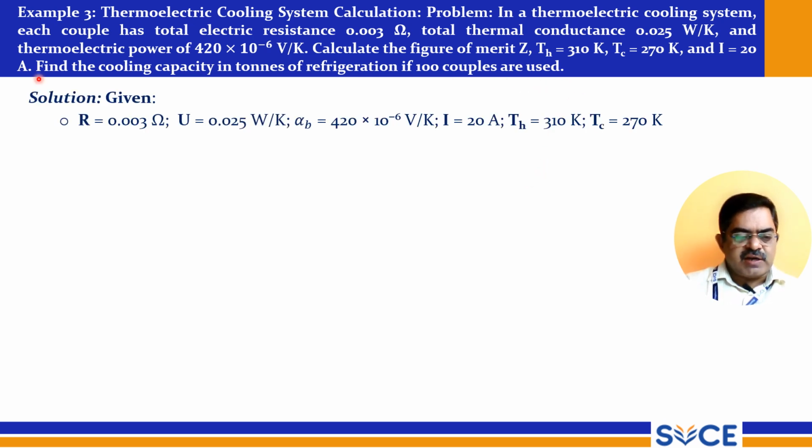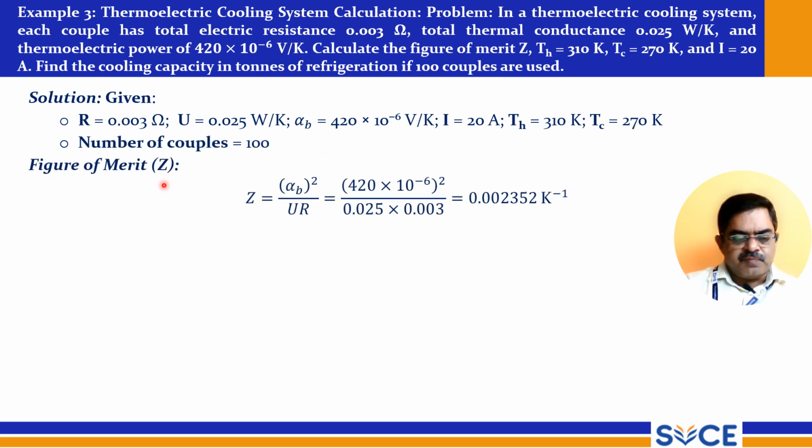So this is the given data: R equal to 0.003 ohms, U equal to 0.025 watt per Kelvin, alpha B equal to 420 into 10 to the power of minus 6 volt per Kelvin, I equal to 20 ampere, TH equal to 310 Kelvin, TC equal to 270 Kelvin, and the number of couples is 100. The figure of merit can be calculated using alpha B square divided by UR, and by substituting this we are getting this value.